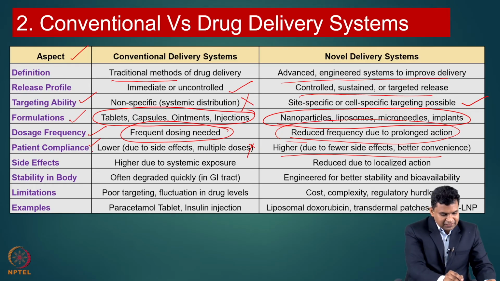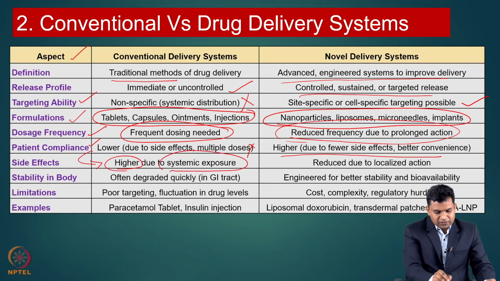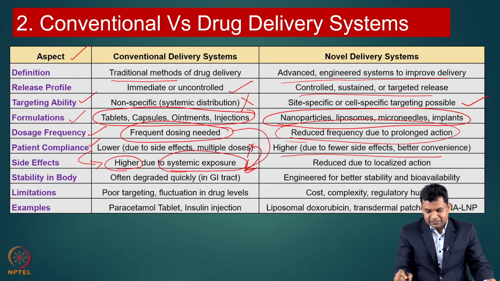And we already discussed the higher systemic exposure, because you need to give multiple doses, so your dose size will increase, whereas here we can expect even 7 days of activity. We can also see some market products which release the drug for up to 1 month. That is the beauty of drug delivery systems. So we can also reduce the localized action.